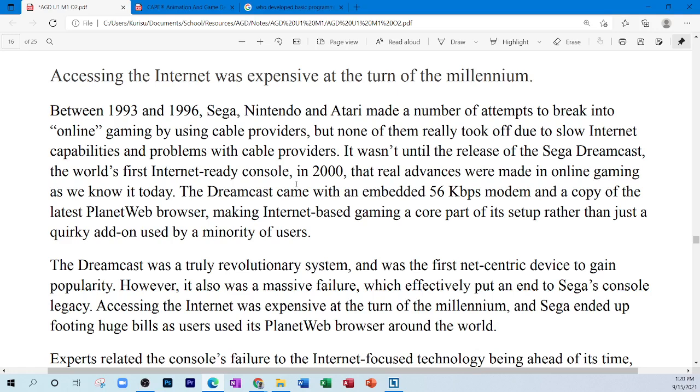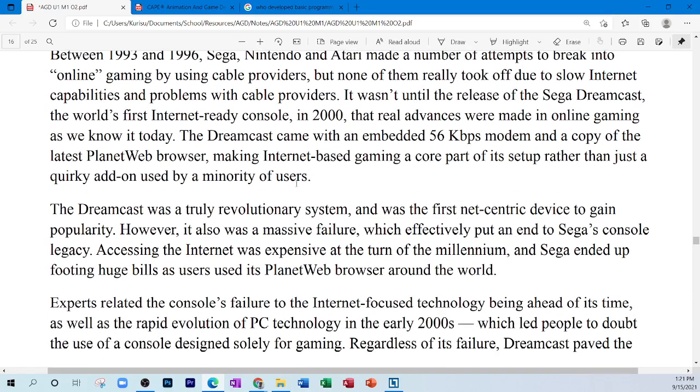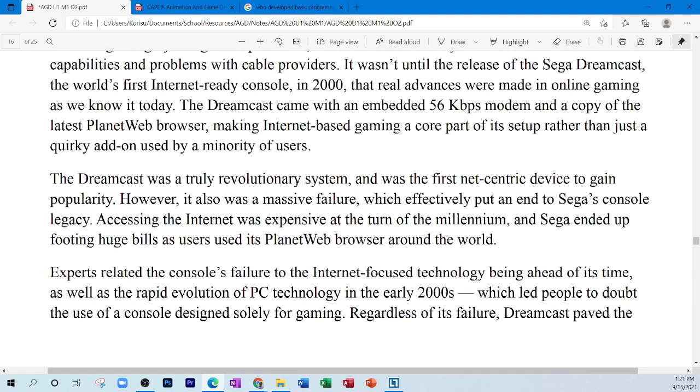The Dreamcast came with an embedded 56 kilobytes per second modem and a copy of the latest Planet web browser, making internet-based gaming a core part of its setup rather than just a quirky add-on used by a minority of users. The Dreamcast was a truly revolutionary system and was the first net-centric device to gain popularity. However, it also was a massive failure, which effectively put an end to Sega's console legacy.